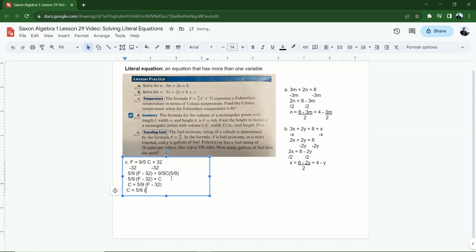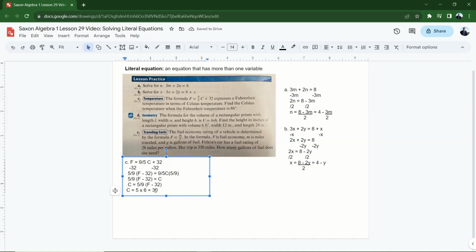So this is going to be 5/9 times F, which is 86 minus 32. Let's see, 86 minus 32 simplifies to 54. Okay, 5/9 times 54. Well, let's see. If it's 5 over 9 times 54 over 1, the 9 is going to be on the bottom. I know that 6 times 9 is 54, so this 54 and 9 cancel out to a 6. So this is going to be 30.